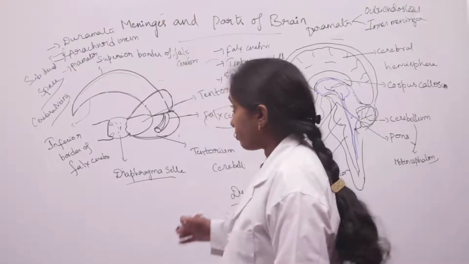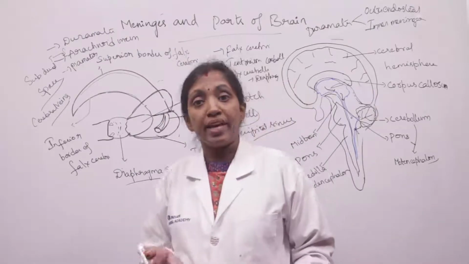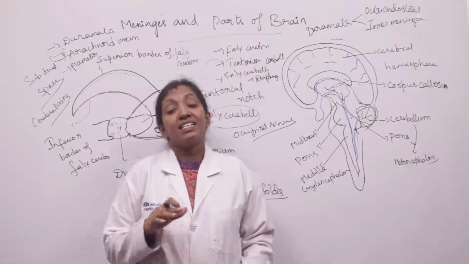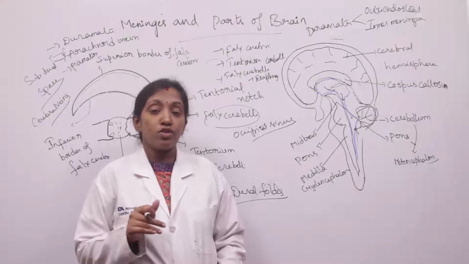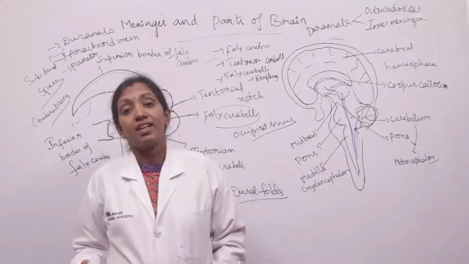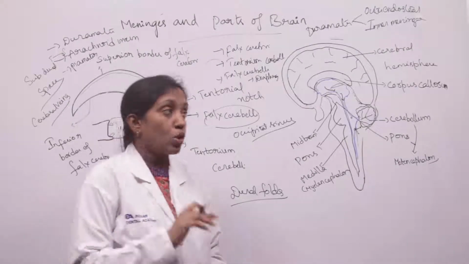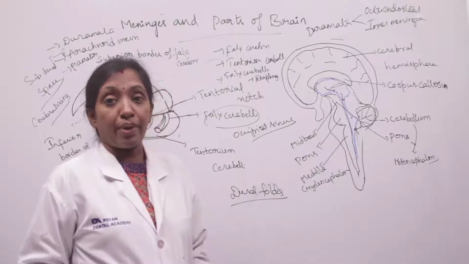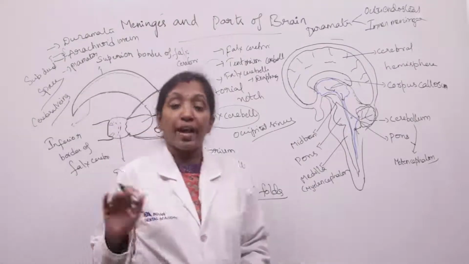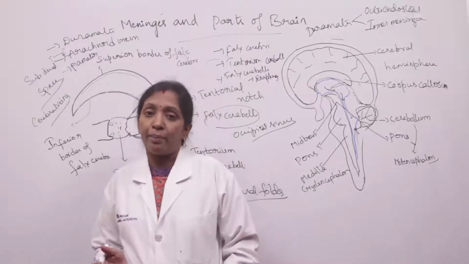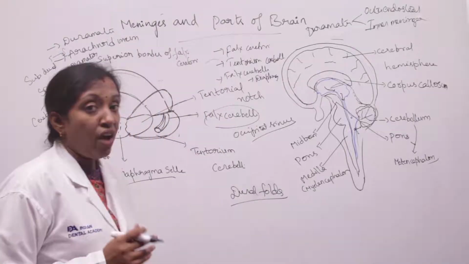The arachnoid membrane is a thin transparent membrane, and it bridges over the sulci of the brain. It doesn't dip into the sulci and fissures of the brain. Deep to the arachnoid membrane we have the pia mater.